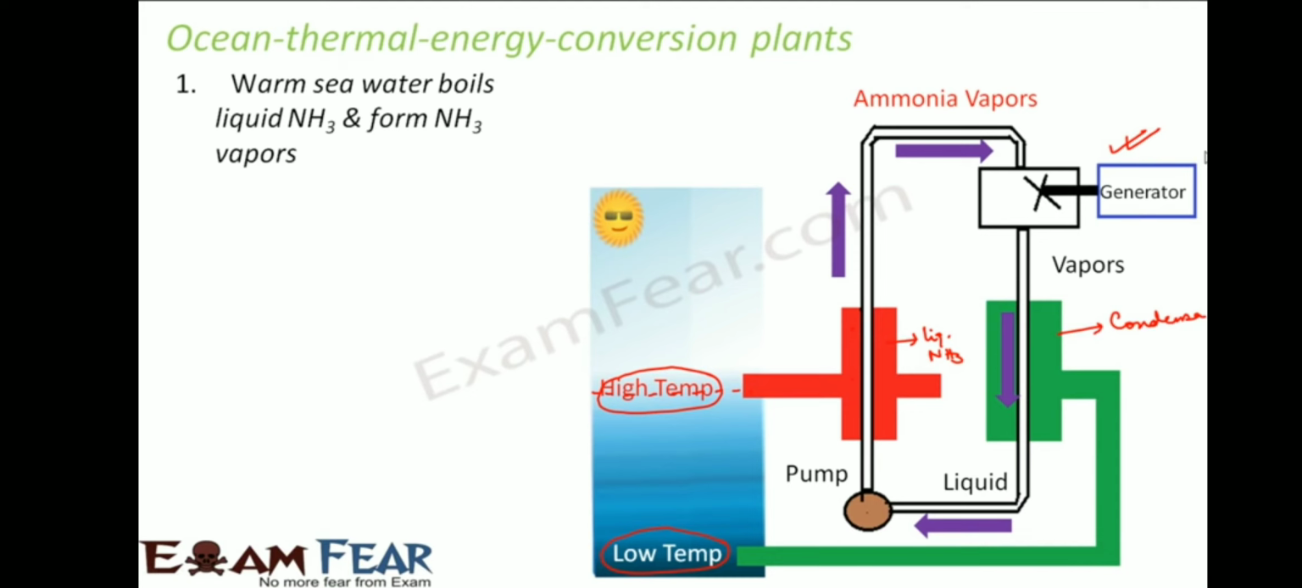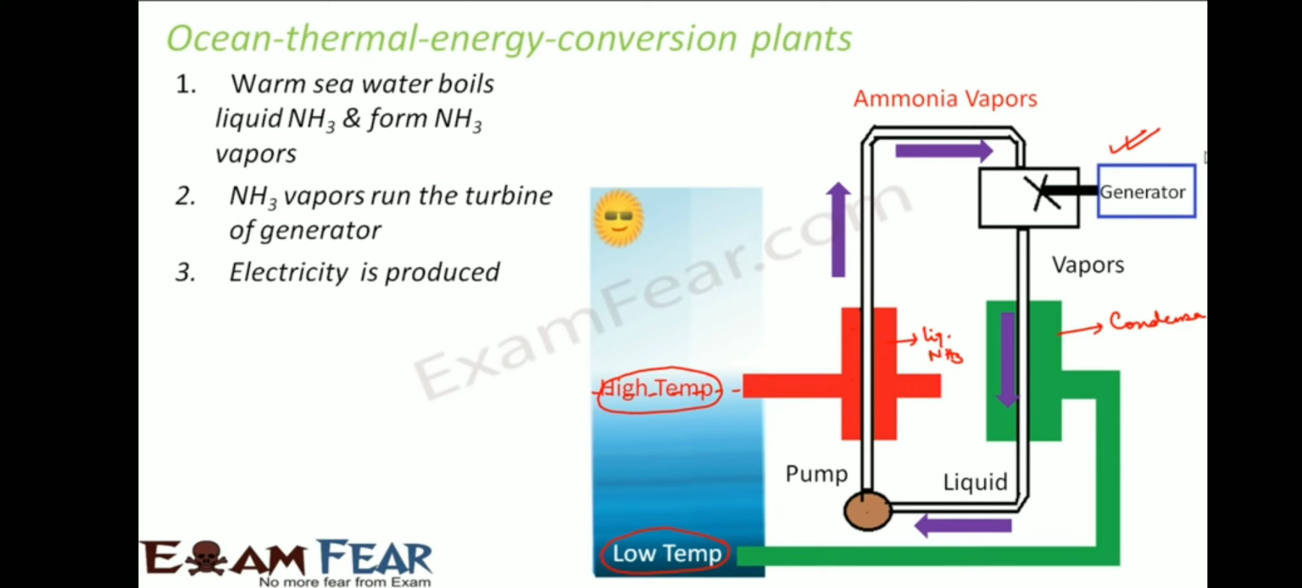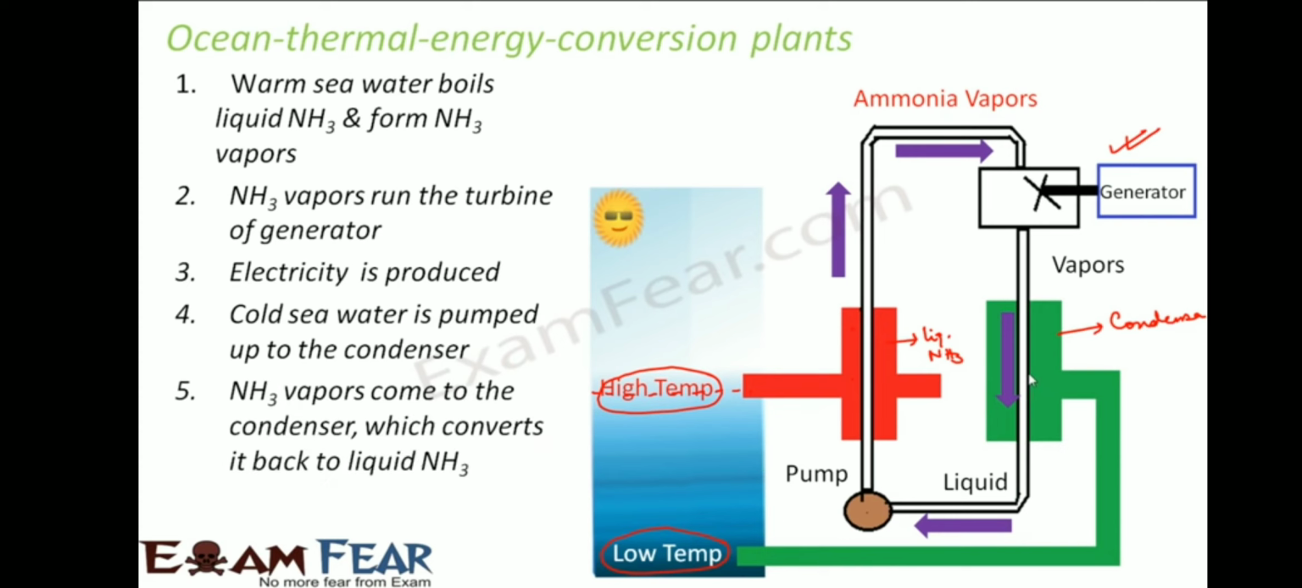So what happens? Warm sea water boils liquid ammonia and forms ammonia vapors, right? Ammonia vapors run the turbine of the generator. As a result, electricity is generated. So electricity is produced. Cold sea water is pumped up to the condenser. So this is the condenser, the green one, and the cold water is pumped into the condenser. Now ammonia vapors come to the condenser.